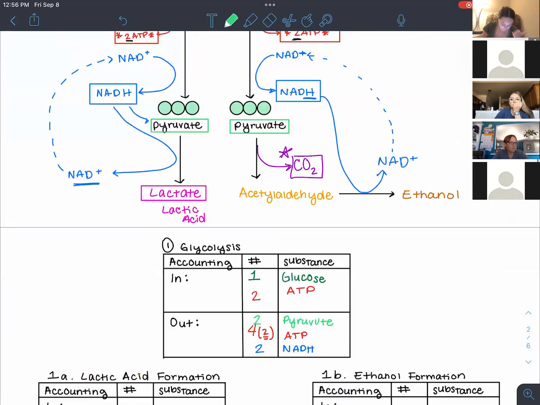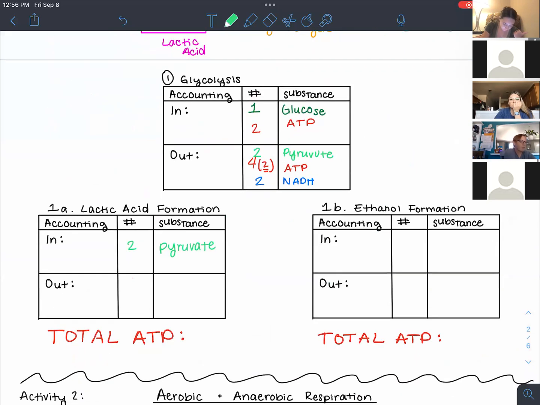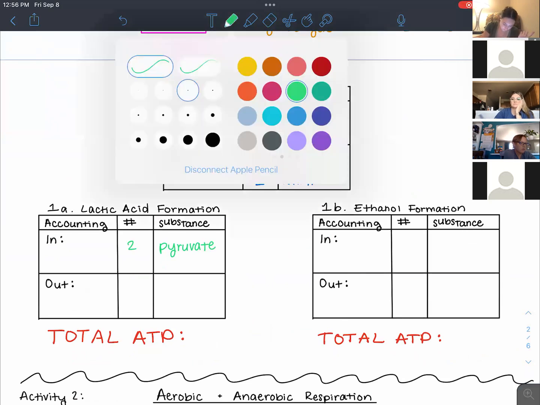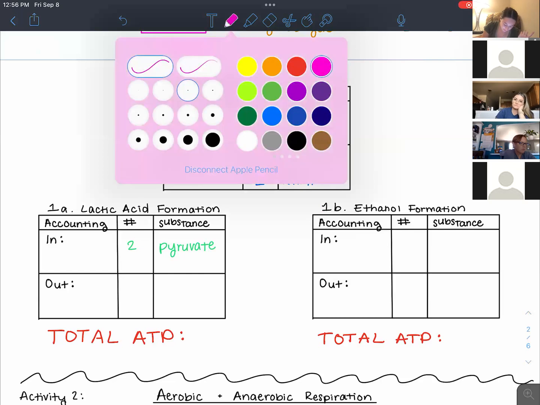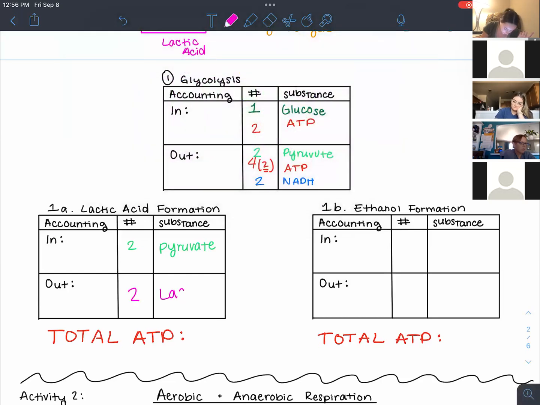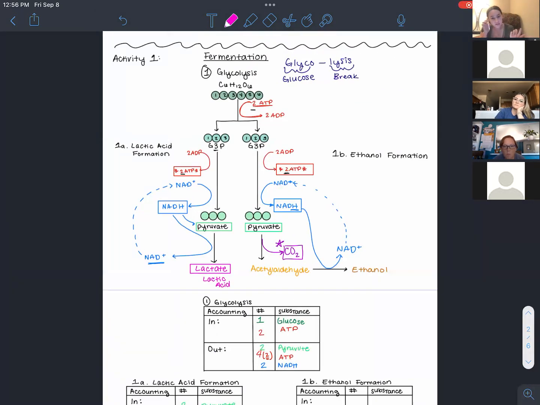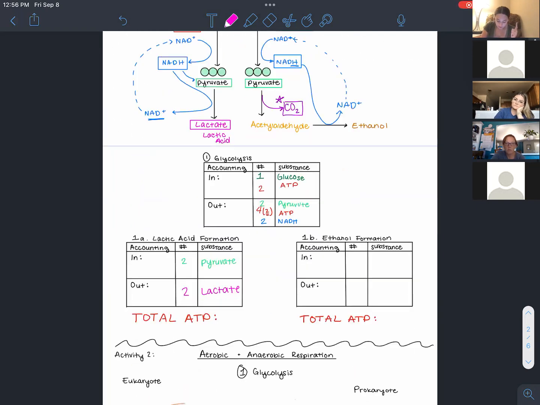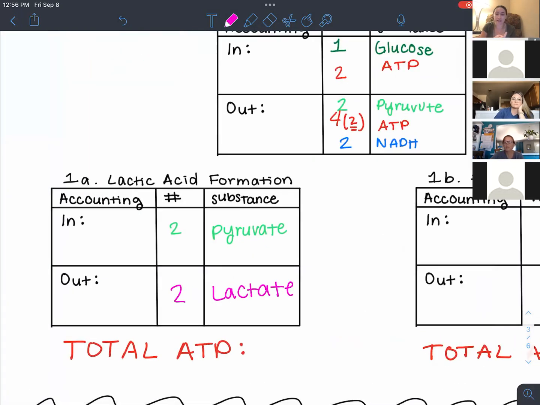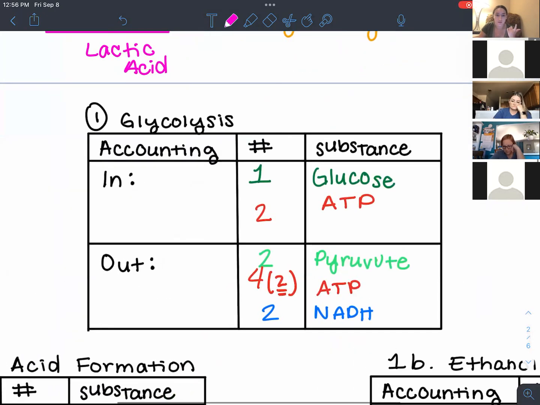So we had 2 pyruvate go in, and then what came out for lactic acid fermentation? 2 lactic acid, or lactate. 2 lactates. And I guess you could say another product would be our recycling of NADH into NAD+. The 2 ATP is actually just for glycolysis. In this accounting, I'm just talking about the lactic acid formation step. Our 2 ATP is just glycolysis.